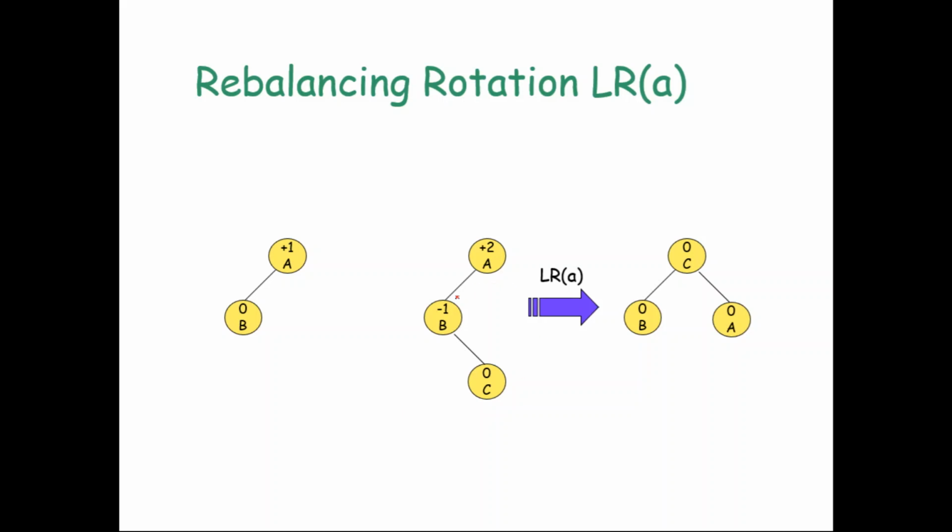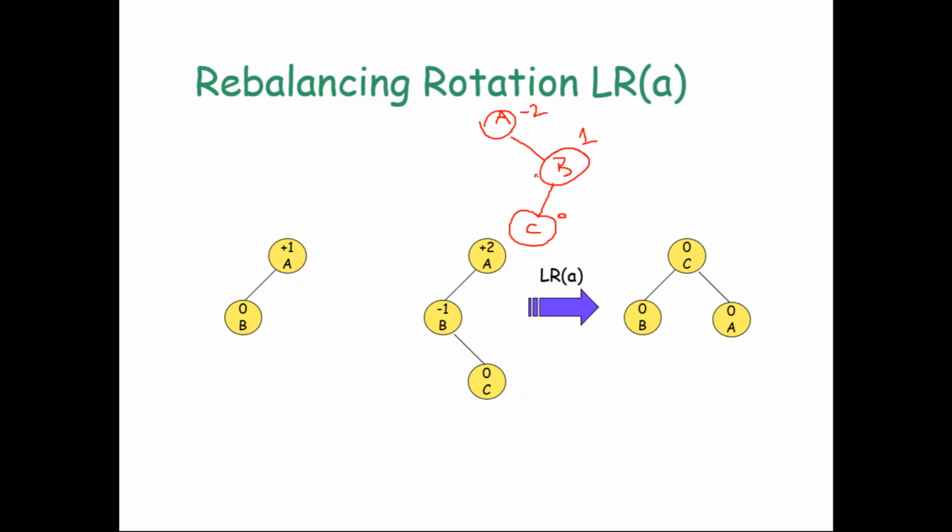For example, say A is here, B is here. Now if C is added here, so this tree was a balanced tree, right? Now if C is added, then what will happen? The balance factor of C is 0. The balance factor of B is 1 minus 0, it is 1. The balance factor of A is 0 minus 2, so it is minus 2.